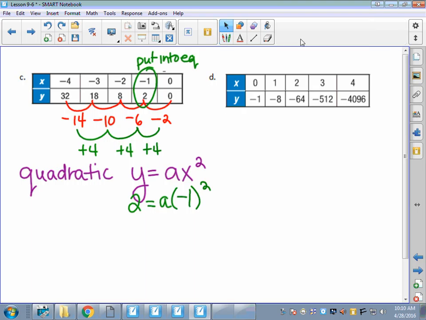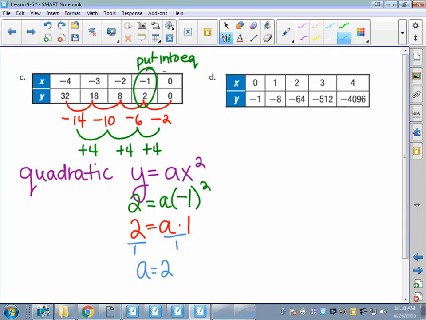Order of operations says we do squaring before we multiply by a. So 2 equals a times, trick question, what's -1 squared? +1, right? So when I divide both sides by 1, what do I get for my value of a? We just found a, which means I'm going to put that a right in here, and my work is done. My final equation is going to be y equals 2x squared.